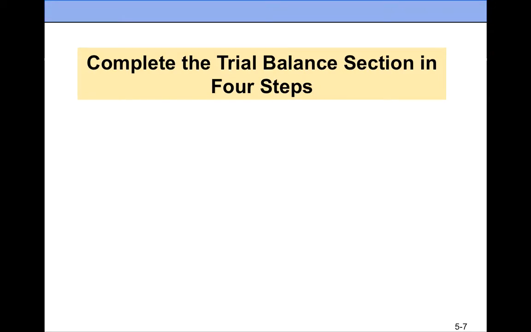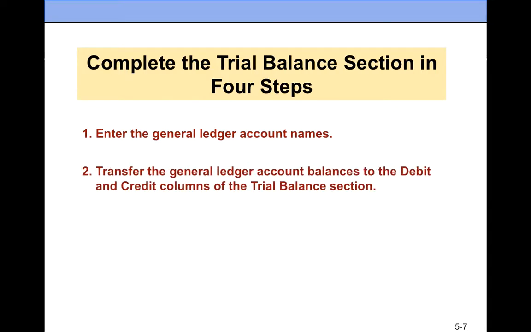So how do we prepare the trial balance section? In 4 steps. We're going to copy account titles from the ledger. We're going to list them in the same sequence, and at this point some of the accounts will not have any balances. We're still going to list them, and then we're going to transfer the general ledger account balances to the debit and credit columns. So we just copy all accounts and their final balances from the general ledger to the trial balance columns of the worksheet.